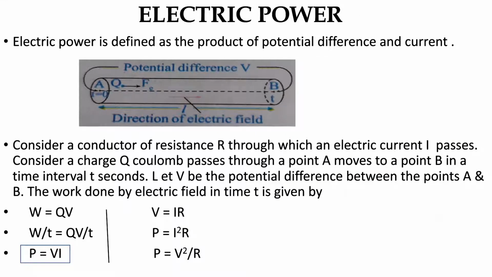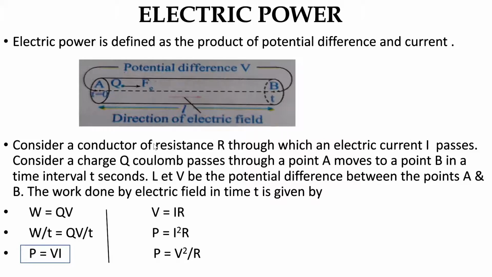Now coming to electric power. Electric power is defined as the product of potential difference and current. So just consider a conductor of resistance R, capital R. The direction of the electric current is from A to B. So we are considering a conductor of resistance R through which an electric current, let that electric current be represented by the letter I, passes.